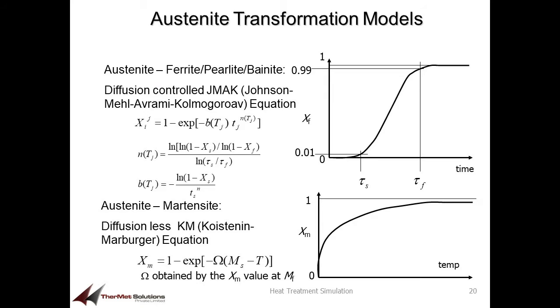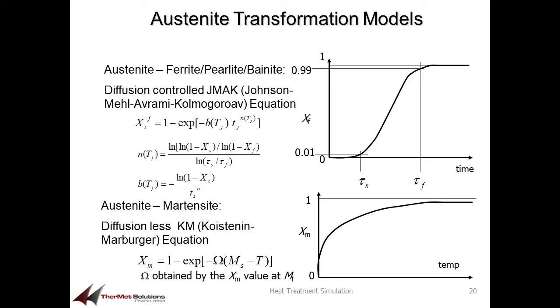Now we go to the austenite transformation models. Now that we have fixed the critical temperatures, we have to go to the austenite transformation models. Austenite to ferrite, pearlite and bainite transformations are diffusion controlled, explained by the Johnson-Mehl-Avrami-Kolmogorov equations. Austenite to martensite is diffusionless, and is explained by the Koistinen-Marburger equation.